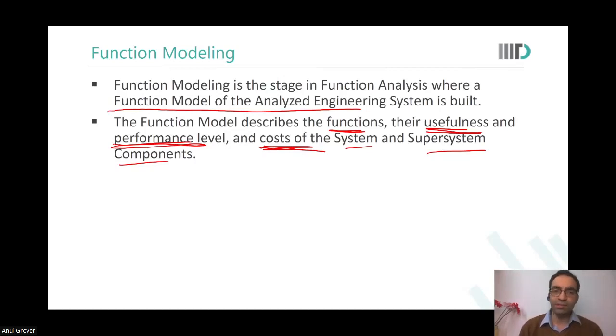Are you able to see this? Why all the 4 things are important? Yes.